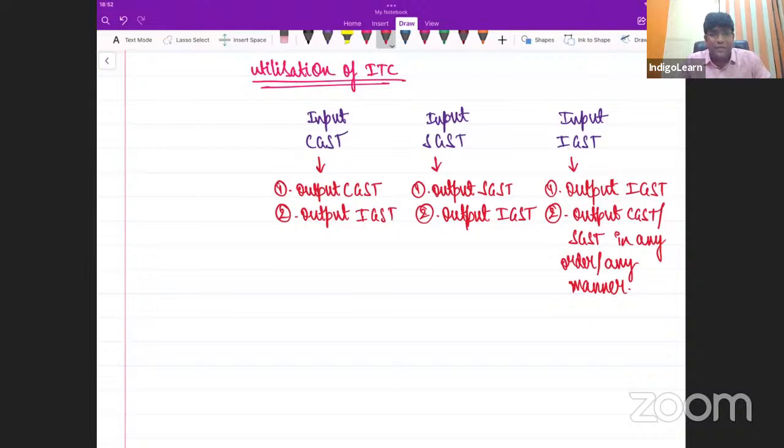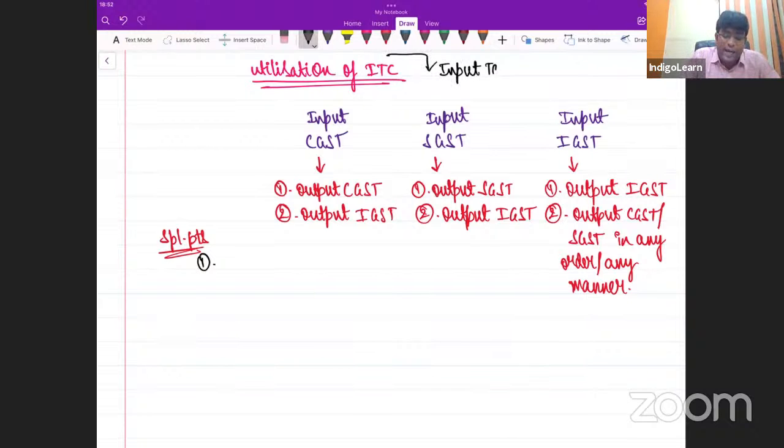And please understand, my dear friends, IGST credit we can use for IGST. CGST credit we can use for IGST. SGST credit also we can use for IGST. But there are two special points to be noted. Listen carefully. Special point number one. We're talking about utilization of ITC. What is ITC, my dear friends? Input tax credit: the tax we paid on purchases, the tax we paid on inward supply, we call it input tax credit, which we use for payment of output tax. Obviously, no doubt about it.